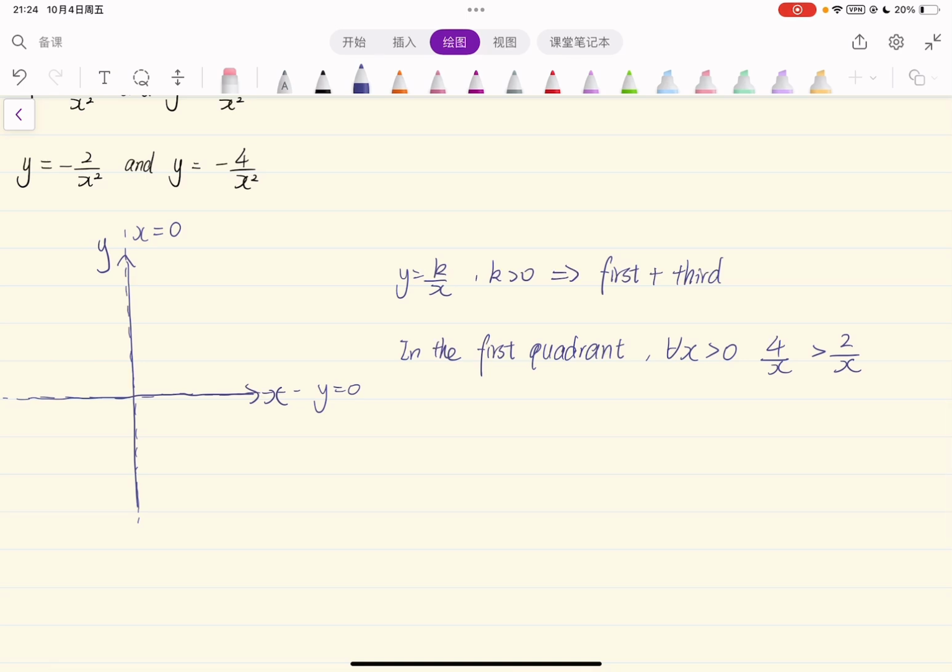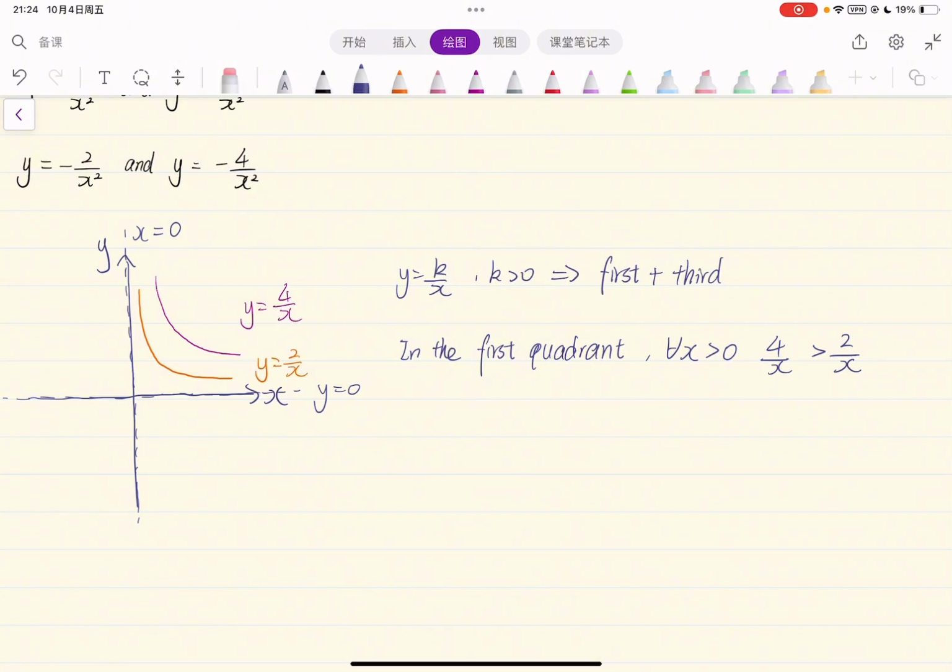So we can draw that. Let me use another color. The orange one, we say this is y equals 2 over x. And for the purple one, we say this is y equals 4 over x. So 4 over x is above 2 over x.